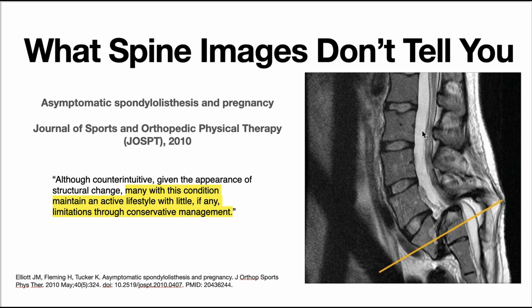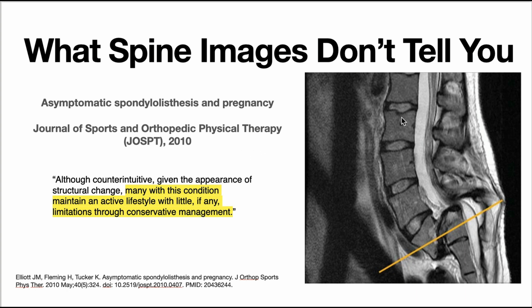Here's another one I find fascinating. This is an asymptomatic person with spondylolisthesis, which is a fracture of the spine, and during pregnancy. This was found in the Journal of Orthopaedic and Sports Physical Therapy in 2010, and you can find that article here if you want to. Many with this condition maintain an active lifestyle with little, if any, limitations through conservative management. Now, here's the thing that I want to show you, this image.